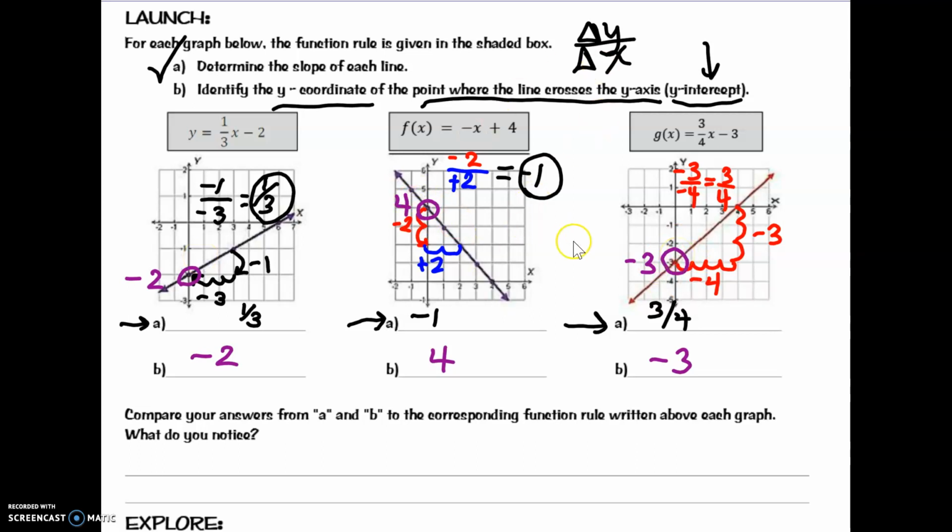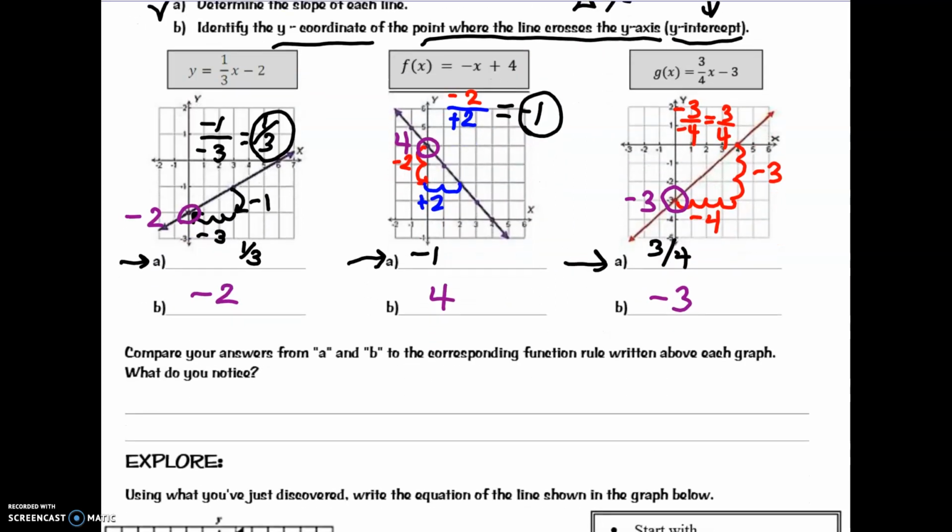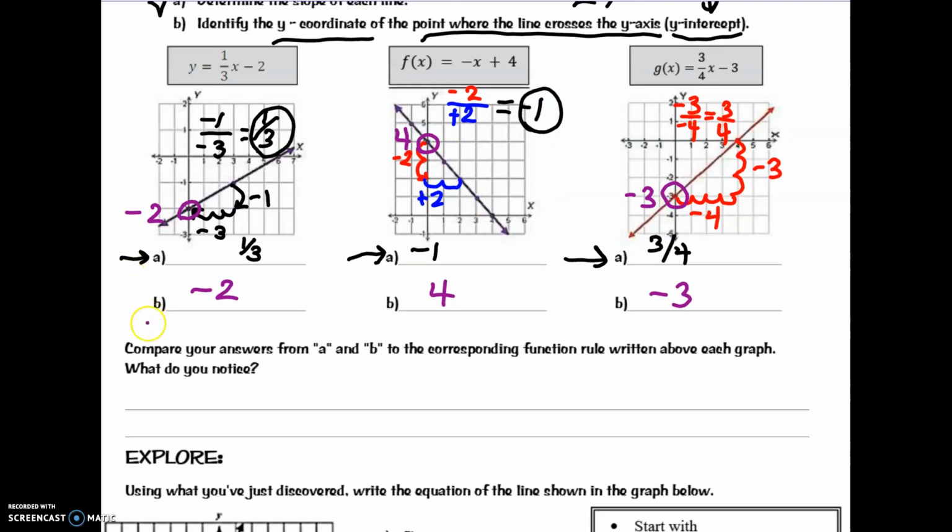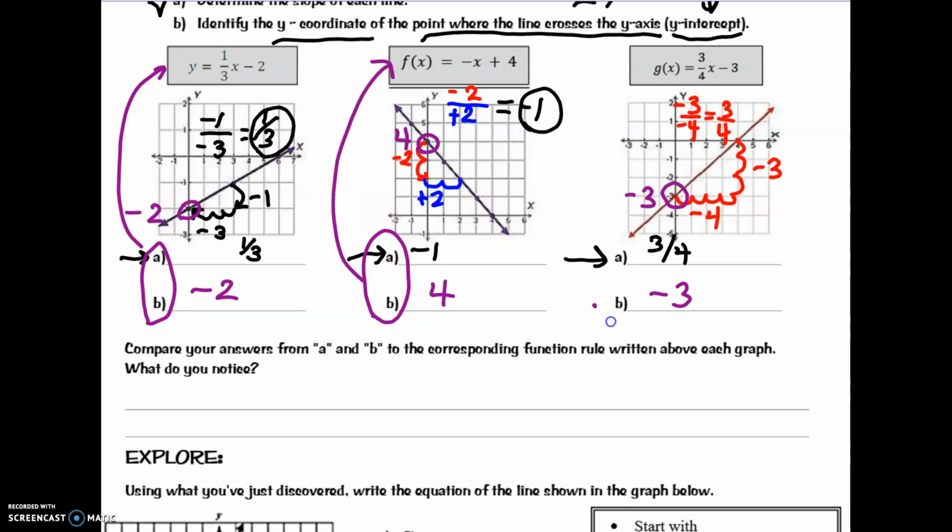So now we're going to scroll down, and the next thing says to check or compare your answers from A and B here to the function rule that you see at the top. A and B, what do you see at the top? Think about how your numbers compare to the function rule. Pause the video and then see how you did.